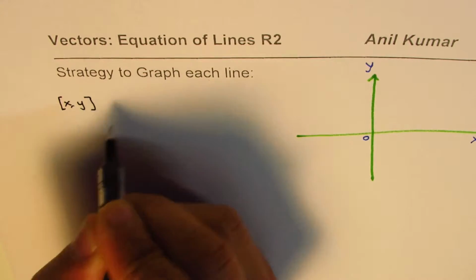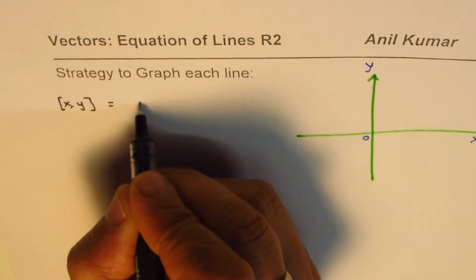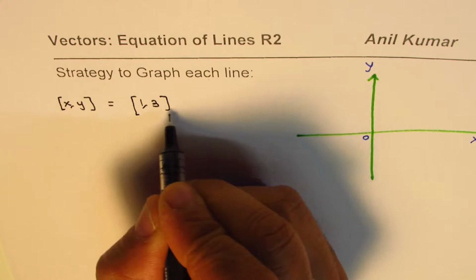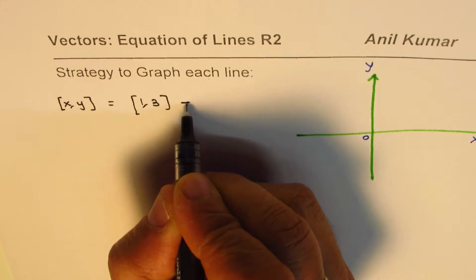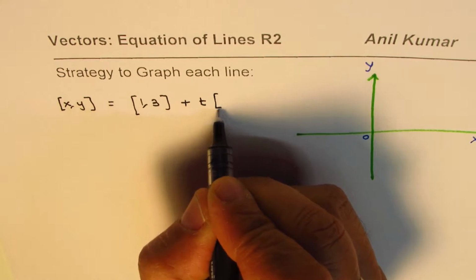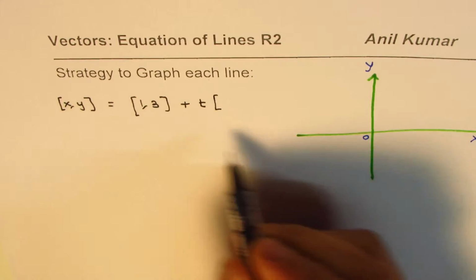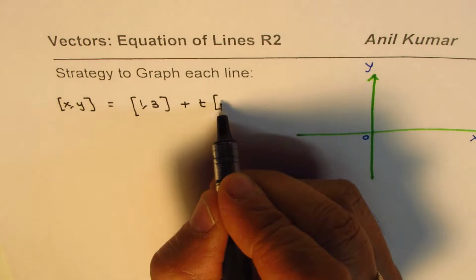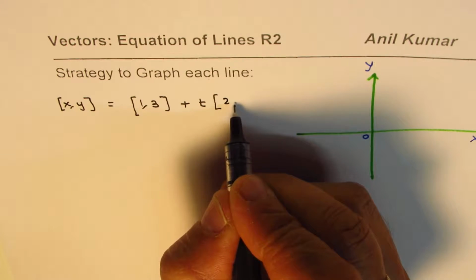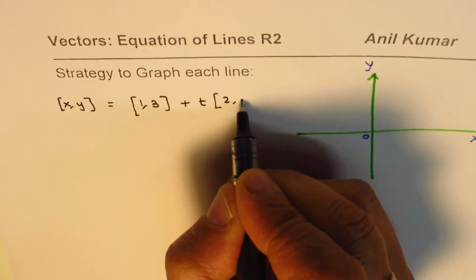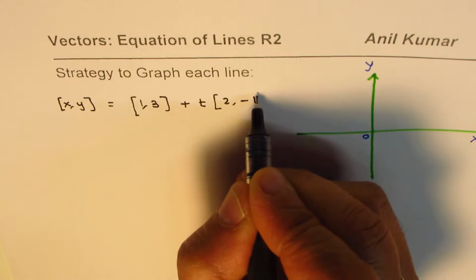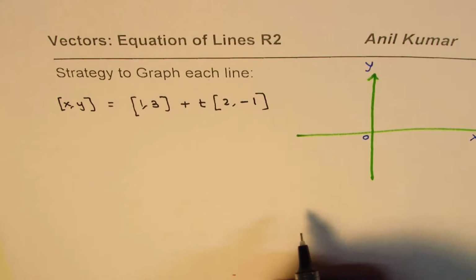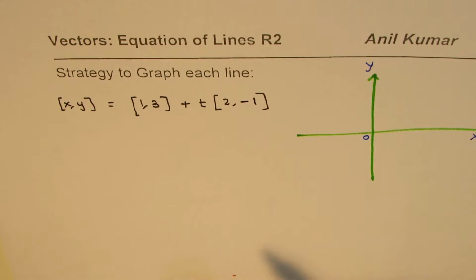So we could have x equals 2, let's take point 1, 3. That is the initial point, and then to this we'll add a direction, and let the direction be 2, minus 1. So we'll say 2 to the right and then minus 1, so we'll bring it down. The slope is downwards. Let this be the first equation to try.